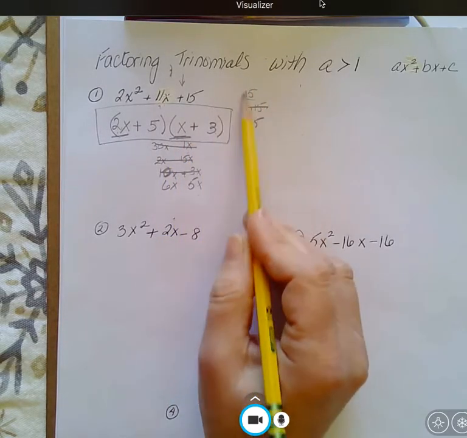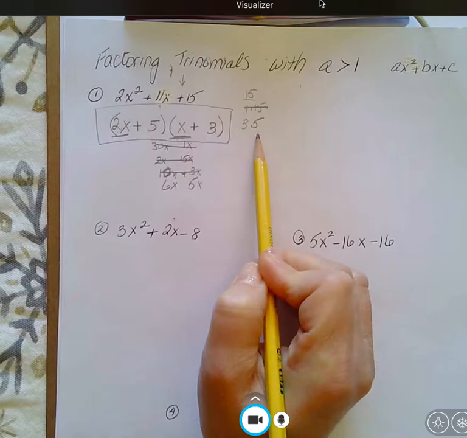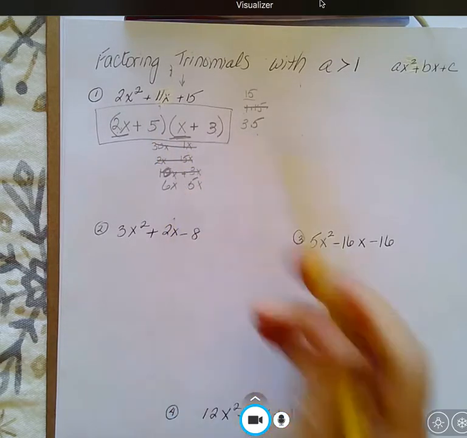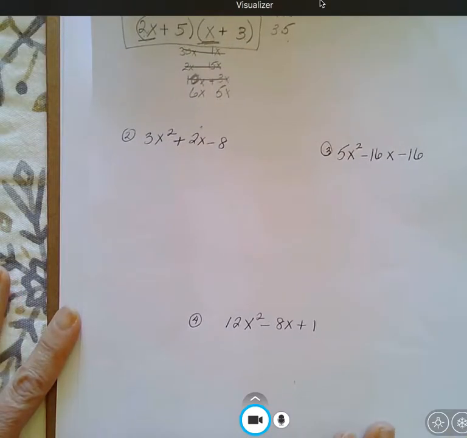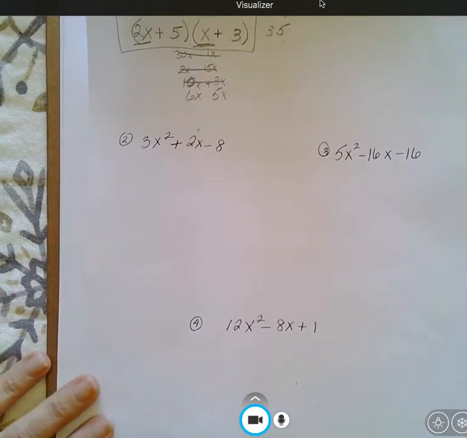And then I had to play with my factors of 15, and I finally came up with an answer. Let's try a second one. So I got this guy over here, and let's begin.